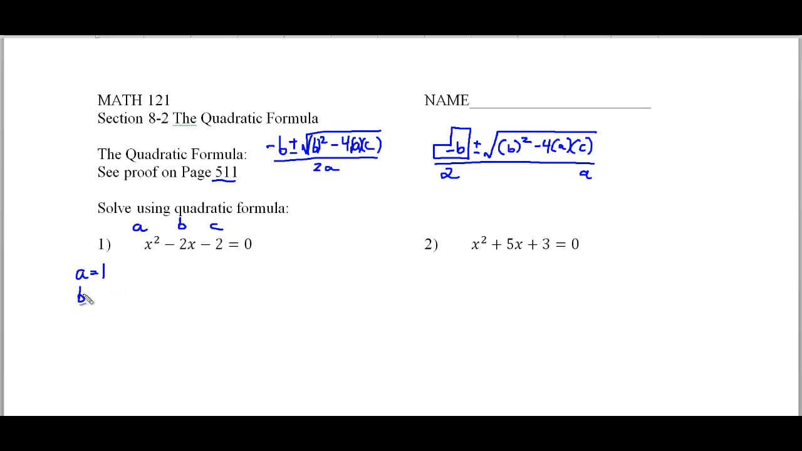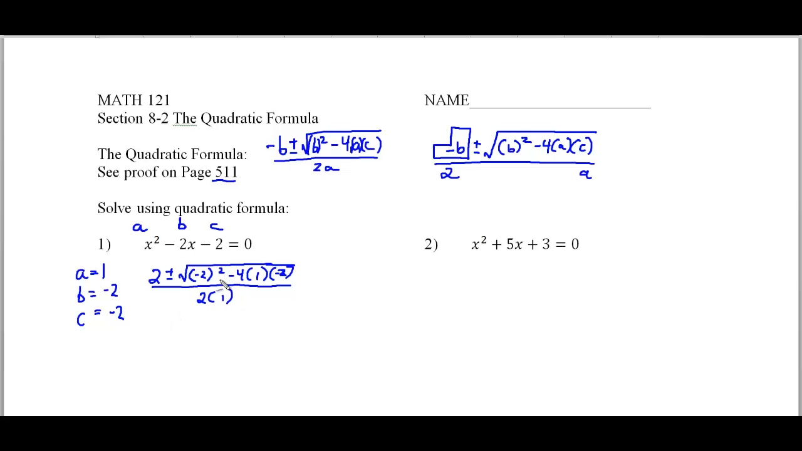My a is 1, my b is negative 2, and my c is going to be negative 2 as well. So we're going to have negative b. So since my b is negative and this is negative 2, negative 2 is positive 2 plus or minus the square root, and this is where I use my parentheses here, negative 2 squared minus 4 times 1 times negative 2, all divided by 2a, which is 2 times 1.